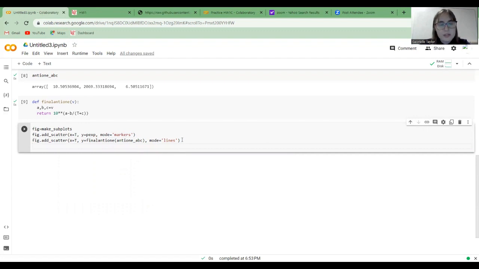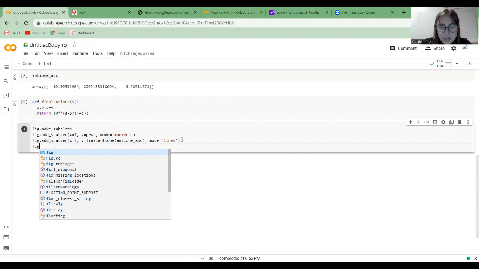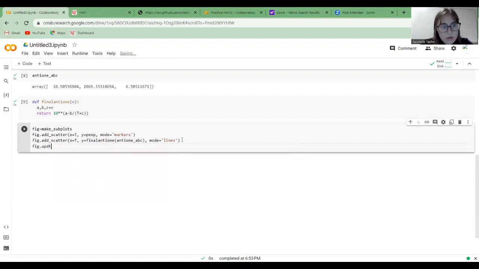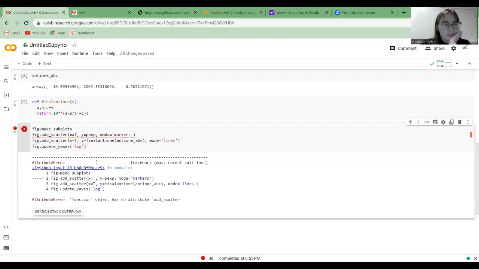And this is going to be at a logarithmic scale. So we want to do our figure, and then update our plot. I think it's dot update underscore y-axis. And then we want to make it log. I think it's log. Let's run this.